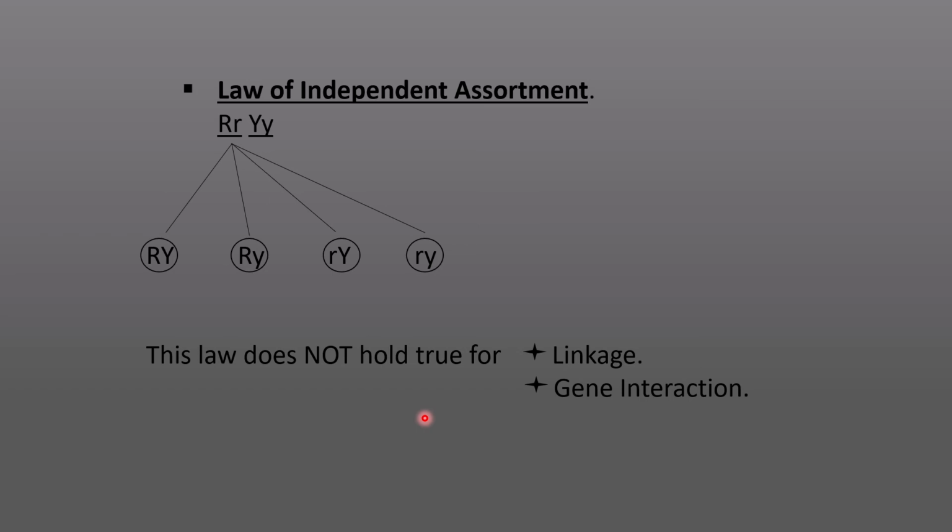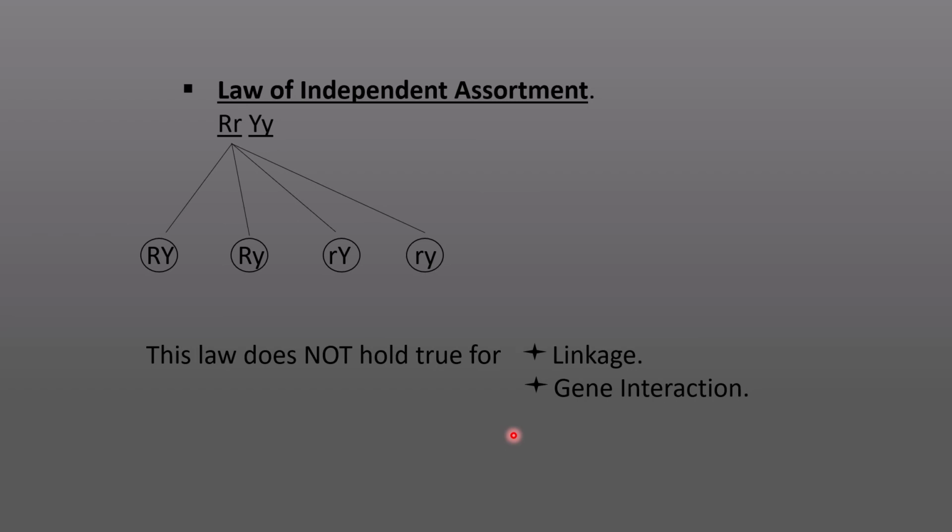So which means that this is not actually following the independent assortment rule. So this can be called a deviation from Mendelian ratios. We'll be dealing with gene interaction and linkage separately in coming classes. These particular concepts do not come along with the independent assortment law of Mendel.